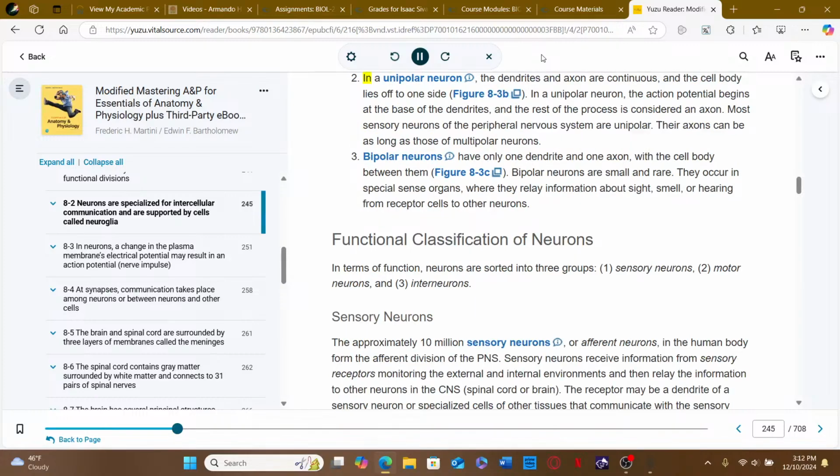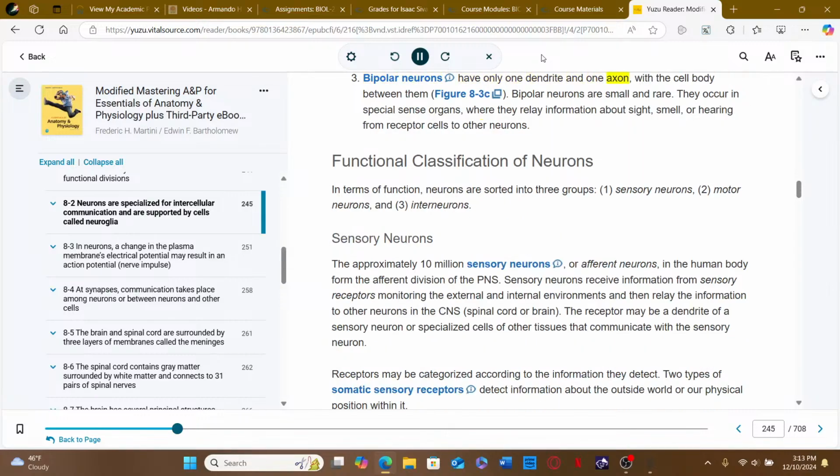In a unipolar neuron, the dendrites and axon are continuous, and the cell body lies off to one side, figure 8-3b. In a unipolar neuron, the action potential begins at the base of the dendrites, and the rest of the process is considered an axon. Most sensory neurons of the peripheral nervous system are unipolar. Their axons can be as long as those of multipolar neurons.